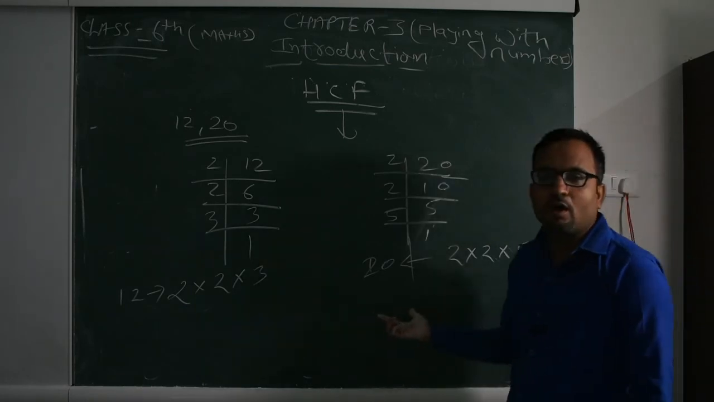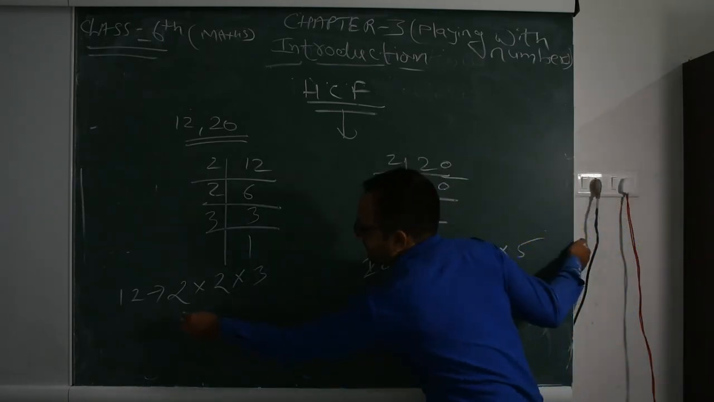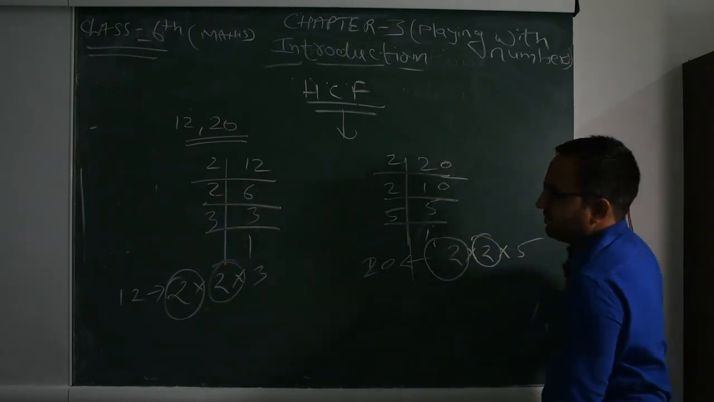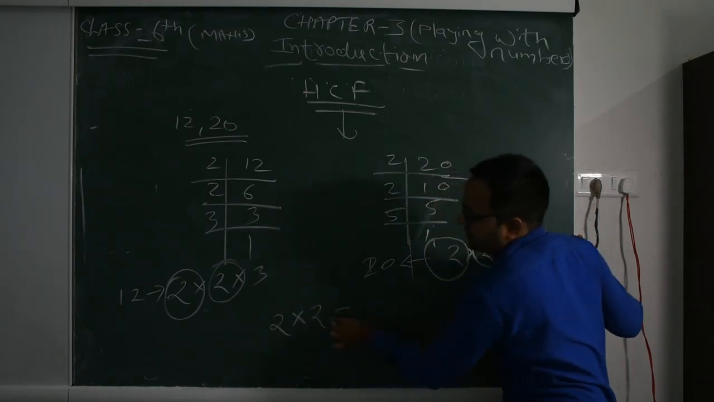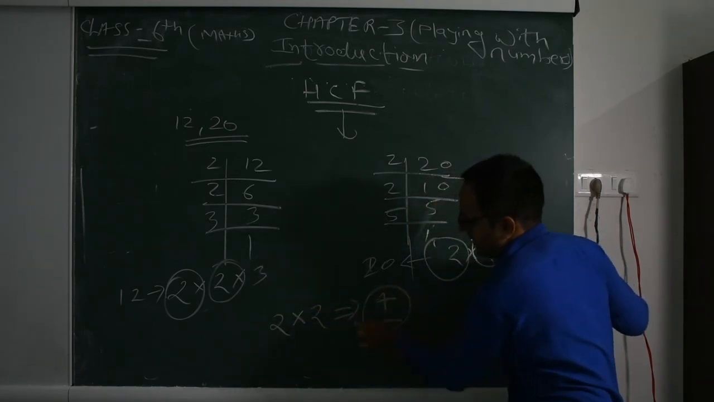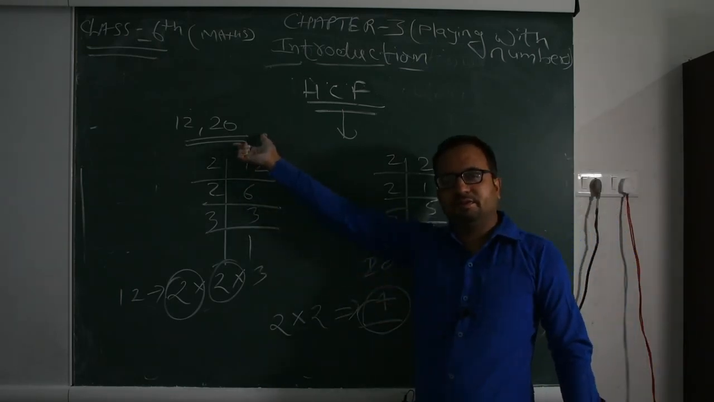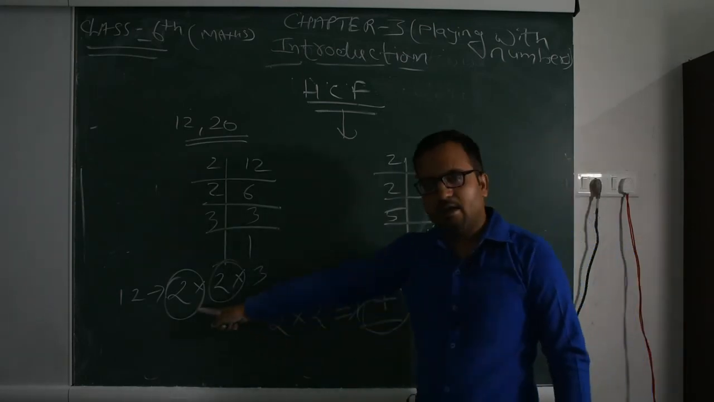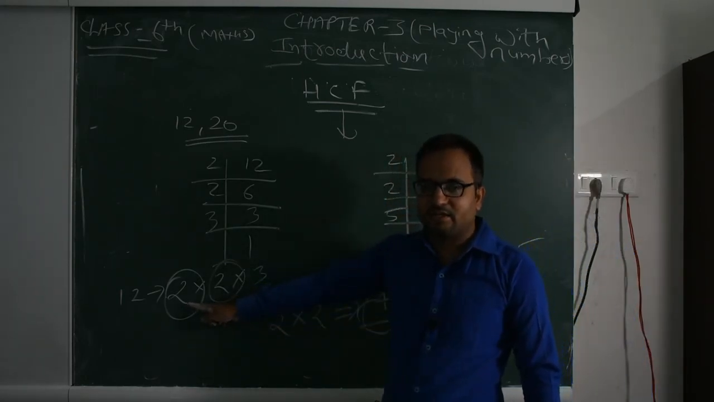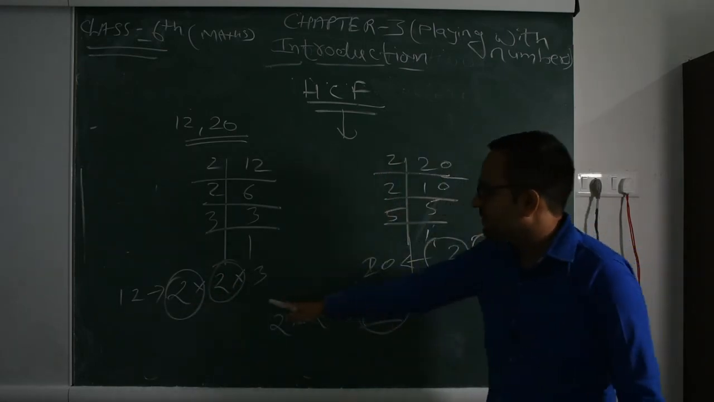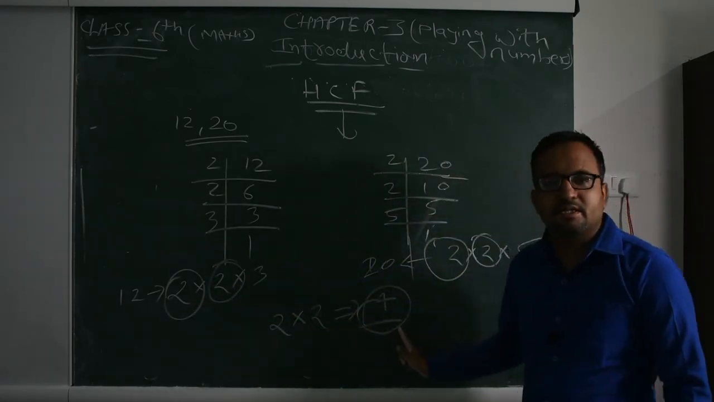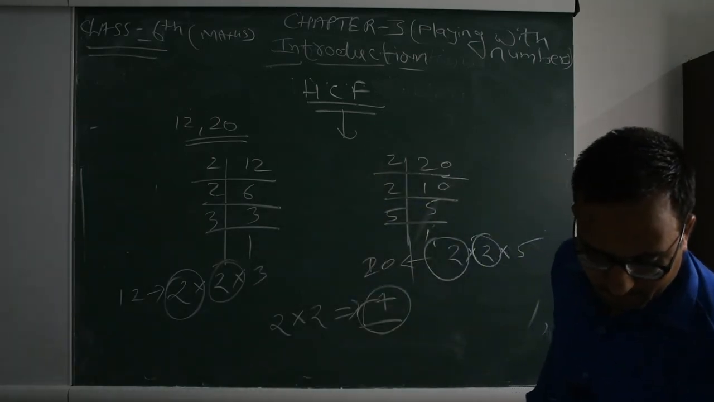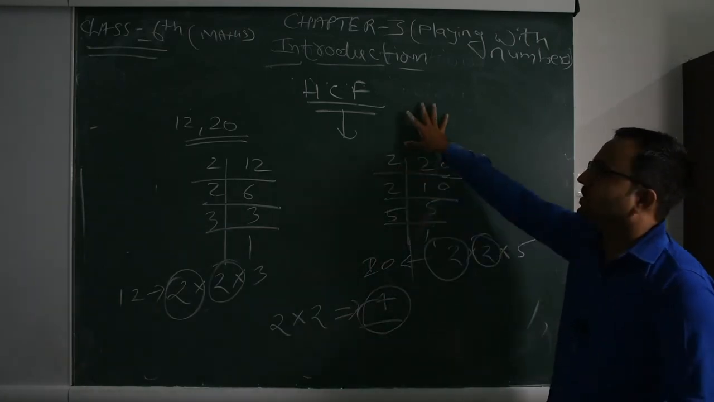Which factors are common? That means 2 and 2, and 2 and 2. That means 2 into 2, which is 4, is the HCF of 12 and 20. So this is the method. First we find out the factors separately and check which factors are common. So 2 into 2 is 4. So 4 is the common factor of 12 and 20. So this is the theory of HCF.